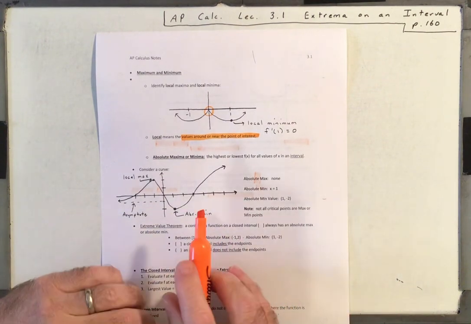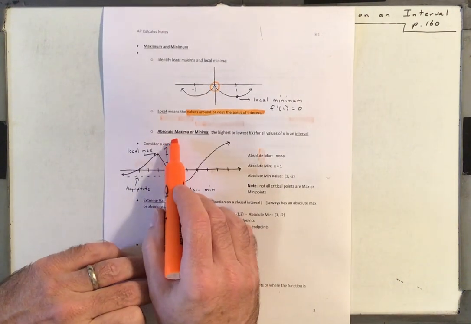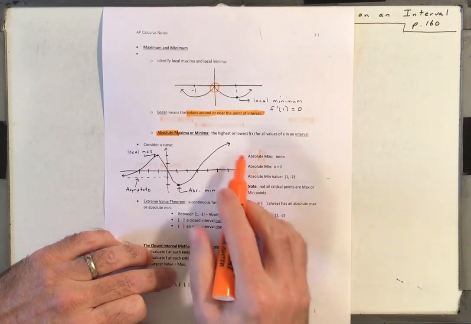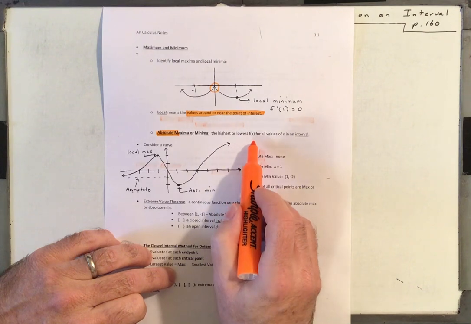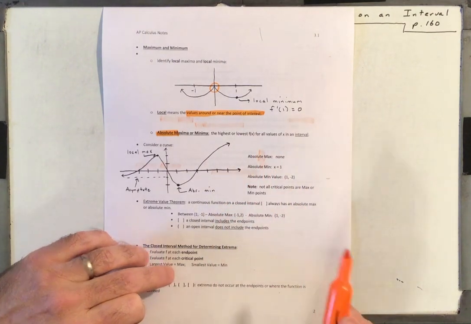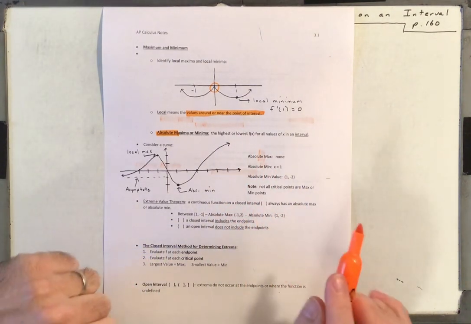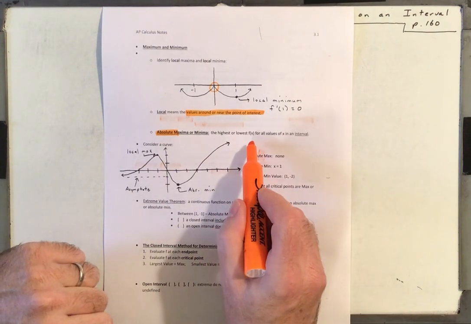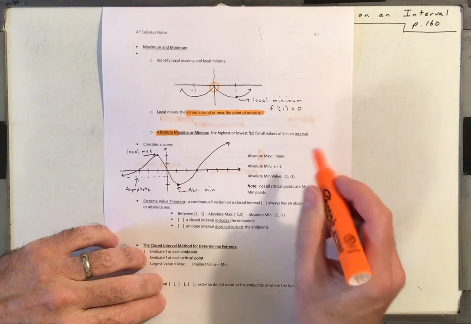Okay, and also we can talk about absolute maxima or minima. The highest or lowest f of x, and what we're talking about is the y value. The smallest or largest y value in an interval.